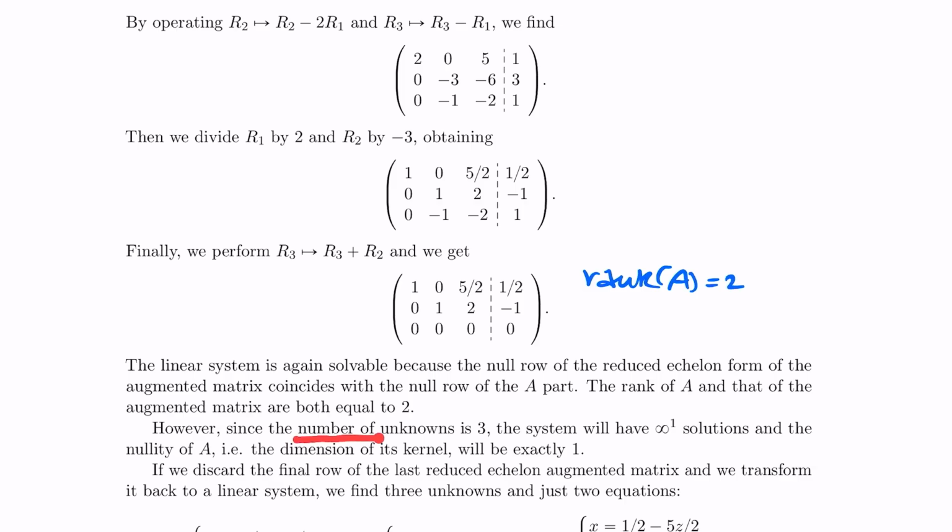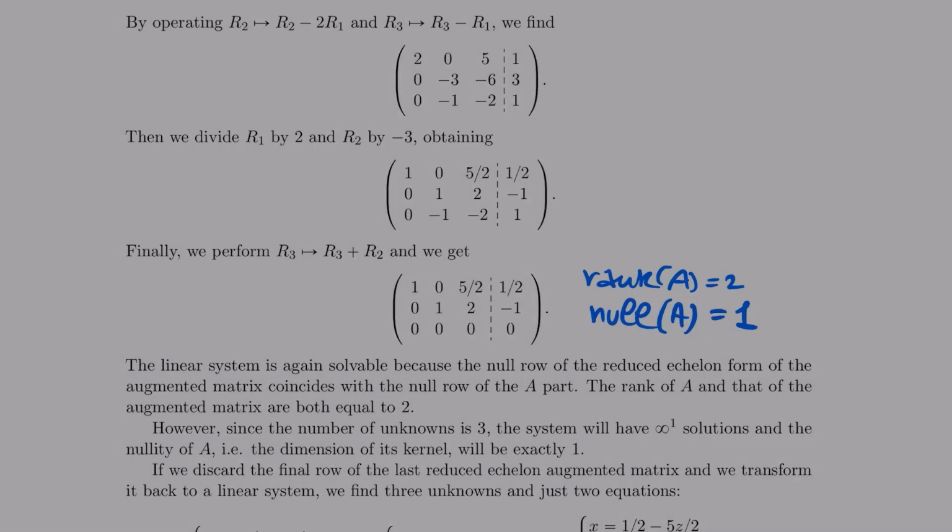However, the number of unknowns is 3, and so the system will have infinite solutions. Moreover, thanks to the nullity plus rank theorem for matrices, we have that the nullity of A is 1. In fact, A is a square matrix, and so its rank plus its nullity must give back the dimension of the matrix, which is 3. We will use this information later, but for the moment let's continue with the solution of the linear system.